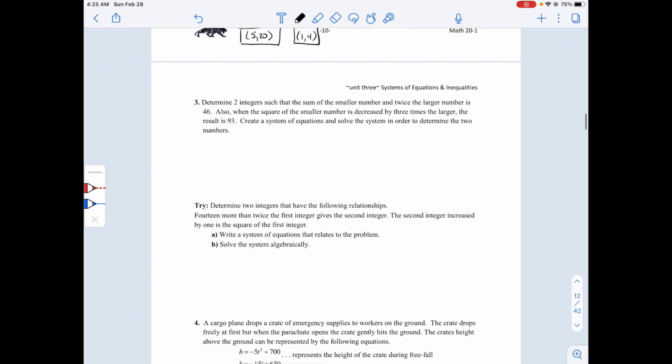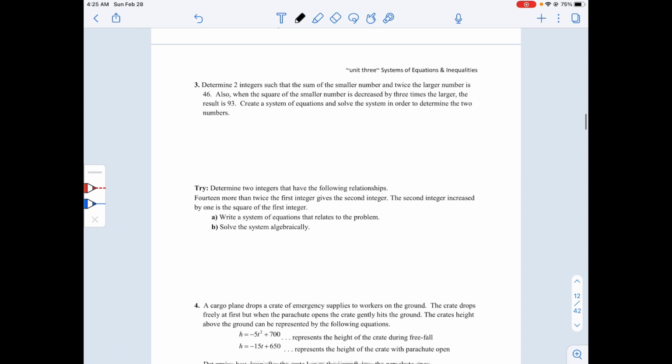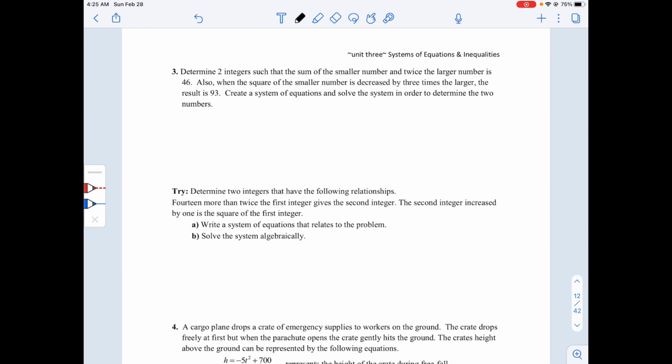Okay, let's try a problem-solving question. It says determine 2 integers such that the sum of the smaller number and twice the larger number is 46. Also, when the square of the smaller number is decreased by 3 times the larger, the result is 93. Create a system of equations and solve the system in order to determine the 2 numbers.